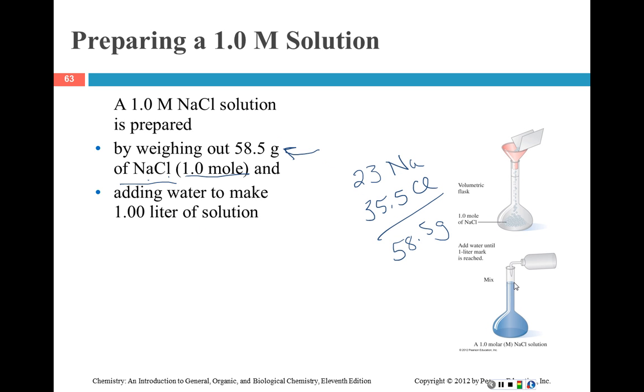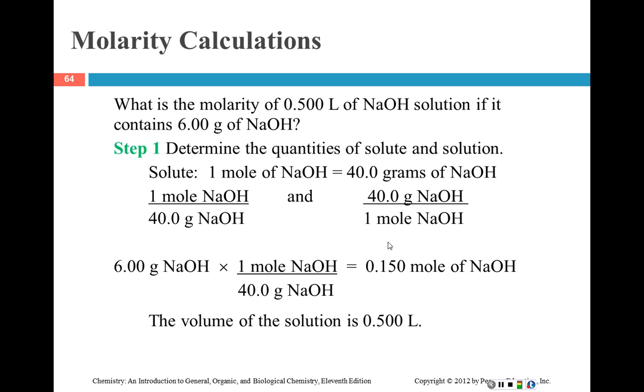Then you have this special flask called a volumetric flask, and it's got a line on it. You bring the liquid up to exactly that line, and that gives you exactly 1 liter of liquid. You put your sodium chloride in there, and then bring it up to 1 liter. So 58.5 grams in 1 liter equals 1 mole of sodium chloride per liter. That's how you do it in a lab. There'll be questions about this in calculations.